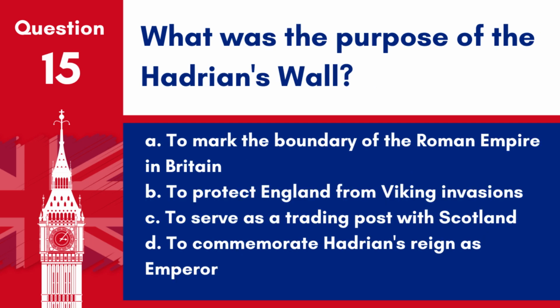Question 15. What was the purpose of Hadrian's Wall? A. To mark the boundary of the Roman Empire in Britain. B. To protect England from Viking invasions. C. To serve as a trading post with Scotland. D. To commemorate Hadrian's reign as emperor. Answer: A. To mark the boundary of the Roman Empire in Britain. The purpose of Hadrian's Wall was to mark the northern boundary of the Roman Empire in Britain.